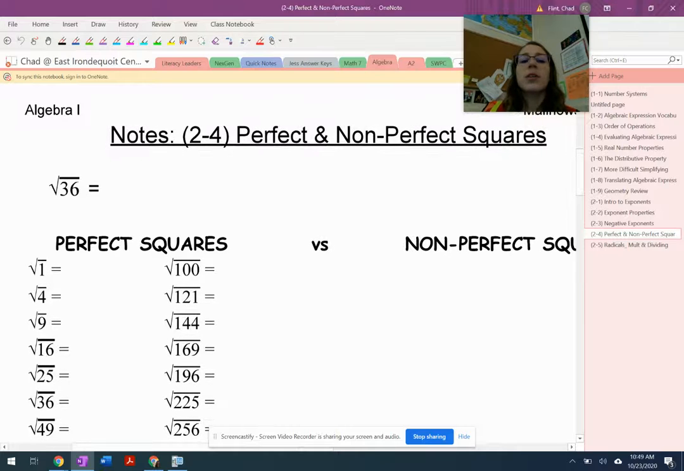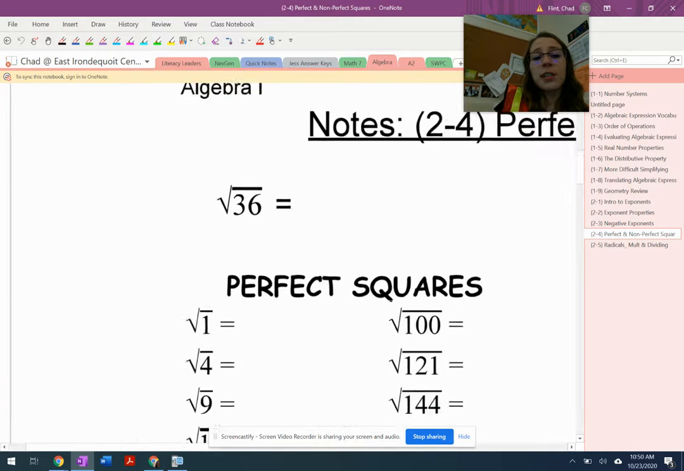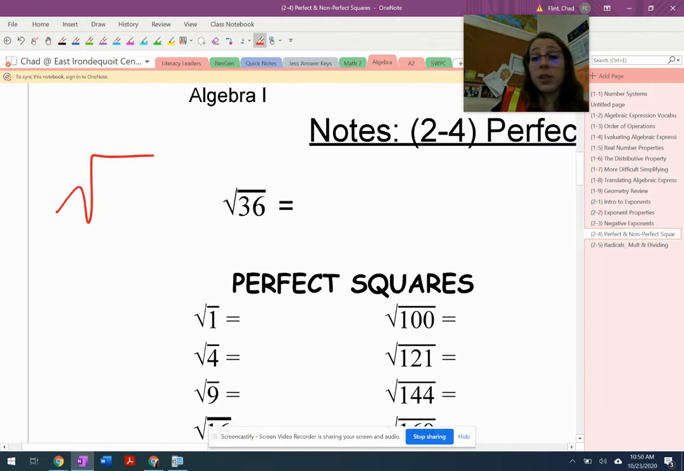Right, kiddos, so today we're looking at notes for 2-4, perfect and non-perfect squares. Definitely stuff you've talked about in 8th grade, and we've talked a little bit about this stuff this year too, but we're going to officialize it here. So the square root of 36, yes, that little swoopity-swoop thing is called a square root, or a radical. We'll get into that more soon.